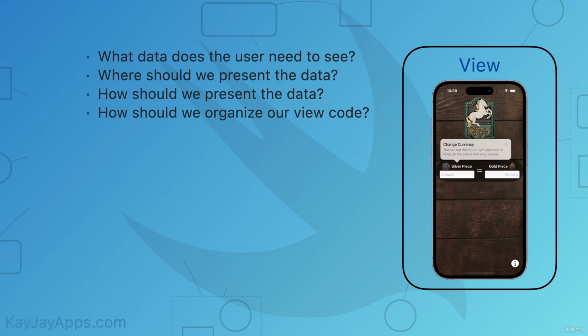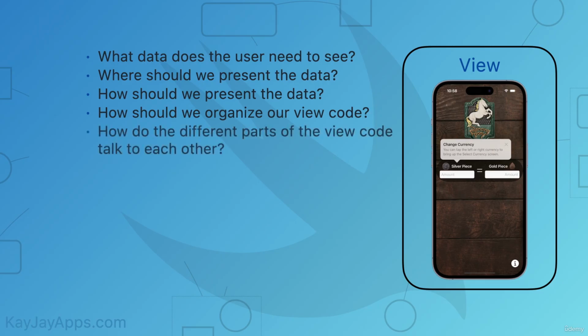Or are we going to build each individual part of our view as a separate individual thing? And then if we do that, how is each part going to communicate and talk to each other to make sure our app looks and runs as one unit without any errors or miscommunications or stuff like that?